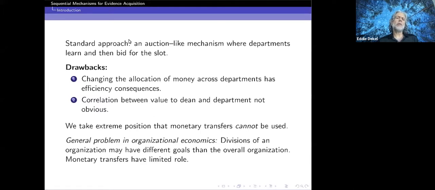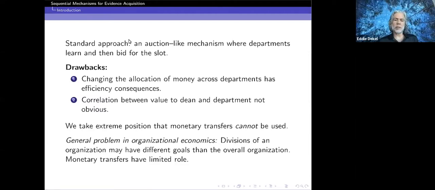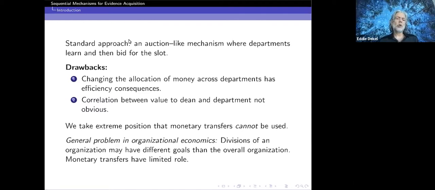The second reason, and I think even the much more important one, is that the department and the dean may not agree on the value. Standard auction theory has that the auctioneer wants the money and the department wants the slot, and the auctioneer doesn't care who gets it. In our case, the auctioneer, the dean, cares a lot about who gets the slot. Okay, and his value, as I said, is V_i, which is not necessarily the same. We view this as a general problem in organizational economics. Units in the organization have different goals in the overall organization. Monetary transfers have limited role within organizations, but allocations do need to take place within organizations.